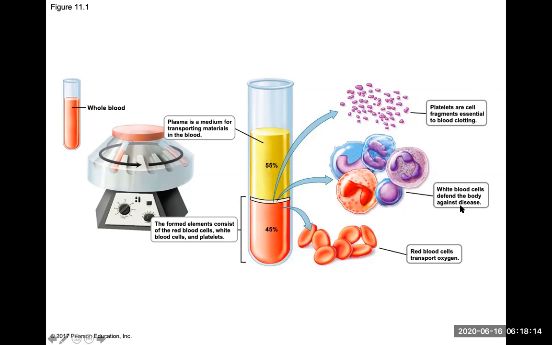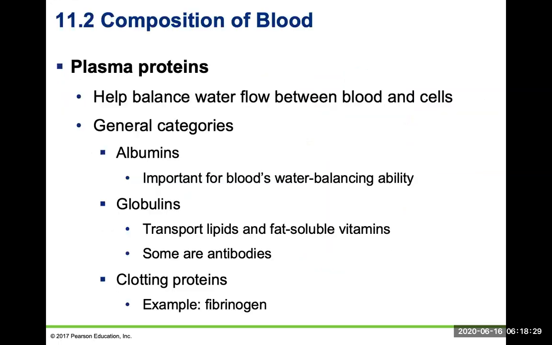And your white blood cells defend the body against disease, and you have 5 different types of white blood cells. White blood cells are also called leukocytes, and red blood cells transport oxygen in your body, and those are called erythrocytes. Plasma proteins help balance water flow between blood and cells. They can be albumins, globulins, or clotting proteins.